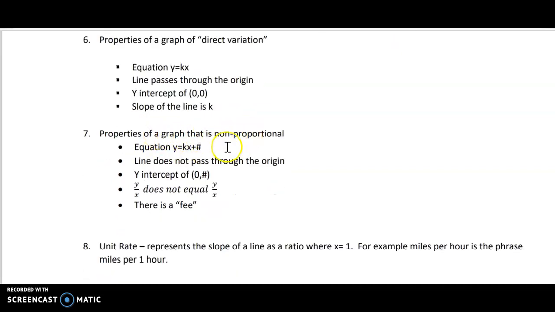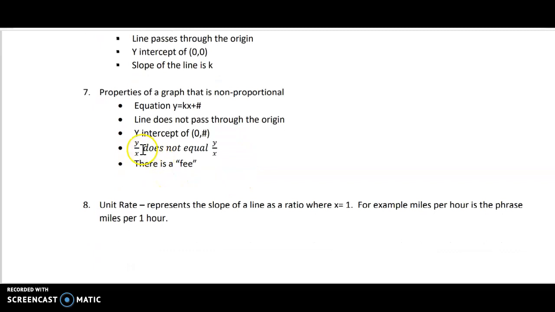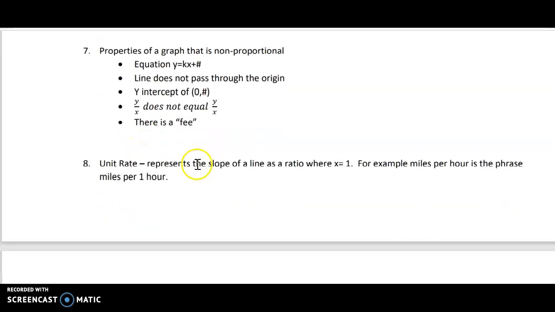Properties of a graph that is non-proportional: the equation will have a plus number hanging out here. Line does not pass through the origin. There's a y-intercept of something other than 0. Y over x does not equal y over x. Unit rate represents the slope of a line as a ratio where x equals 1. For example, miles per hour is the phrase miles per 1 hour.